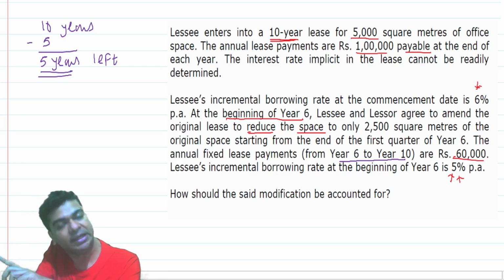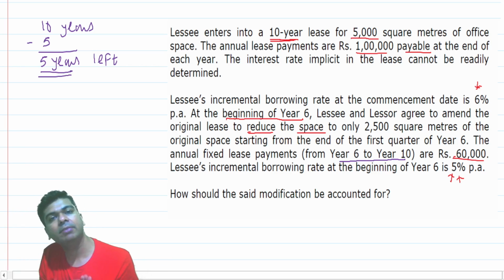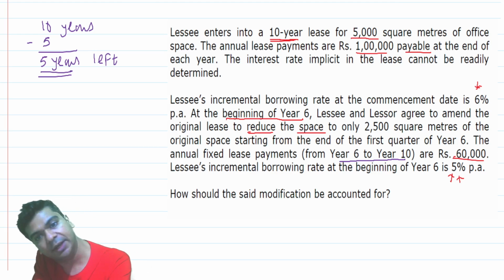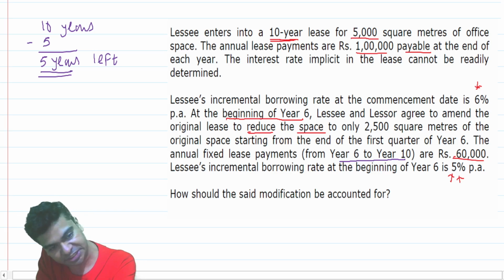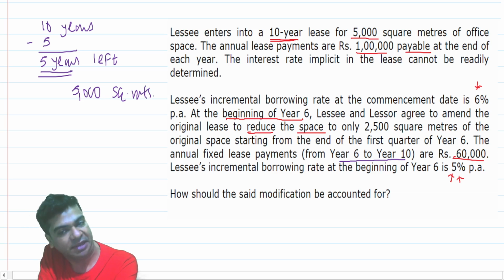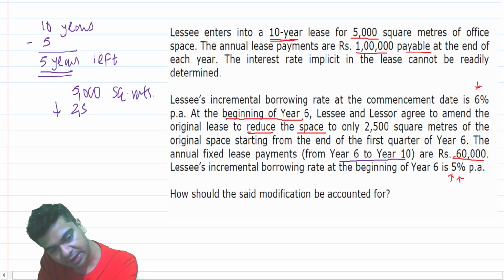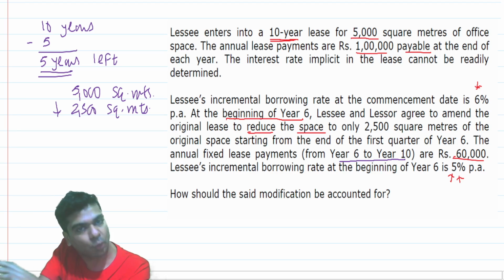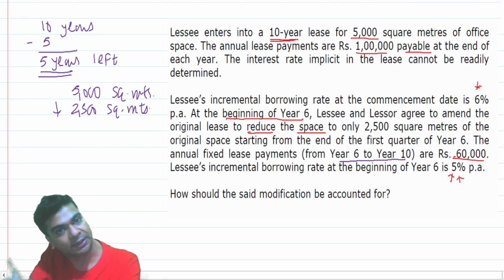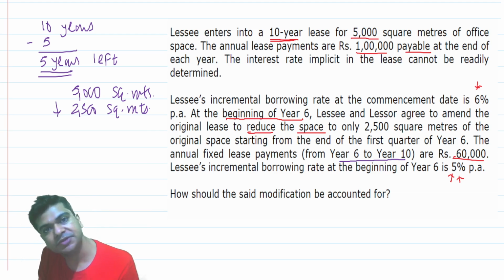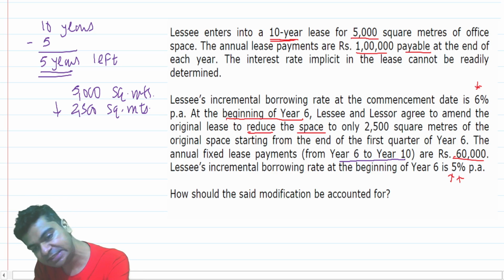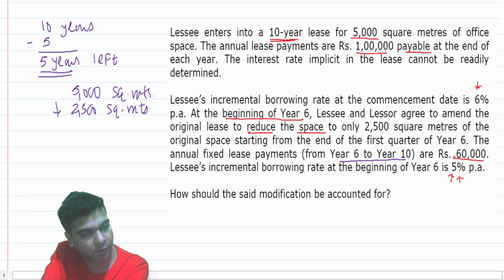So there is no change in the lease term. Your lease term is remaining the same. Whatever was the original lease term of 10 years, only that will continue. Only thing is, instead of 5,000 square meters, we are bringing it down to 2,500 square meters. So there is a decrease in the scope of the lease, but no change in the lease term. Based on this, they are saying, how should the said modification be accounted for?